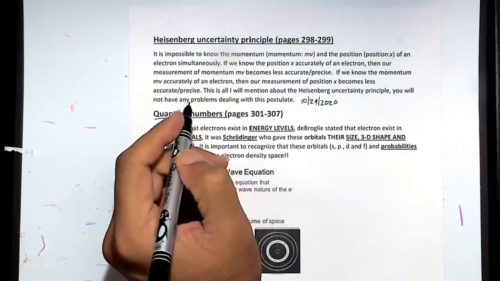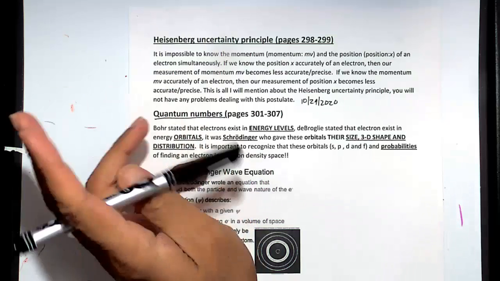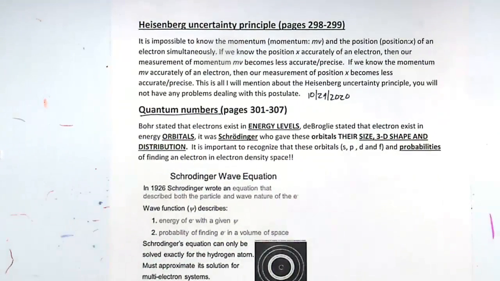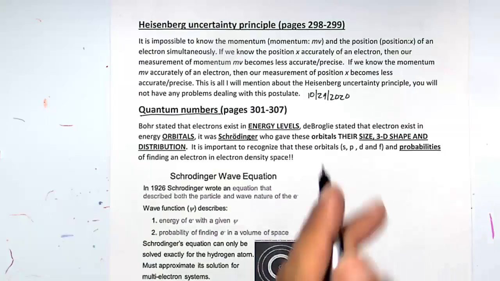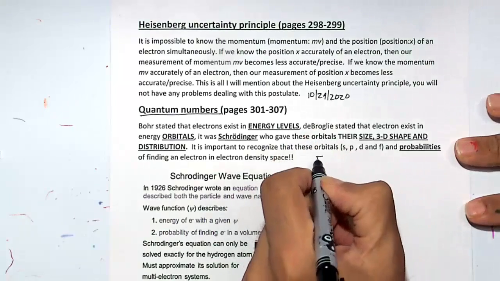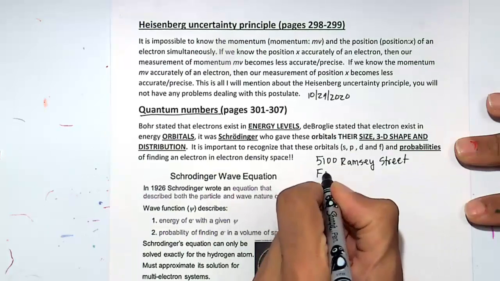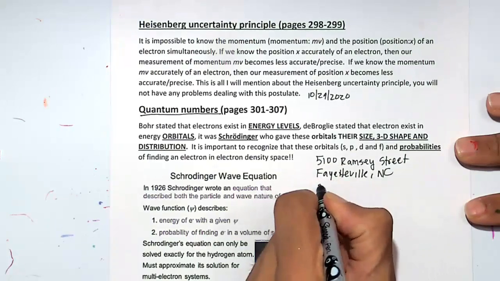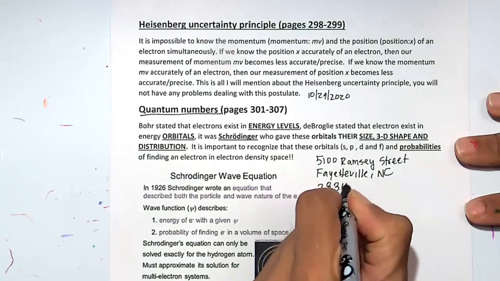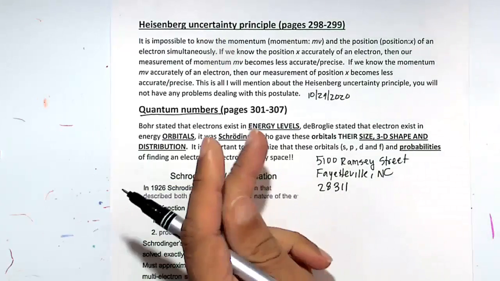The first thing I'm going to do to try to illustrate the idea of quantum numbers is by actually writing down the address of our school. All right, so here's our address of the school. It's 5100 Ramsey Street, Fayetteville, North Carolina, 28311. Okay, so here's the address of our school.